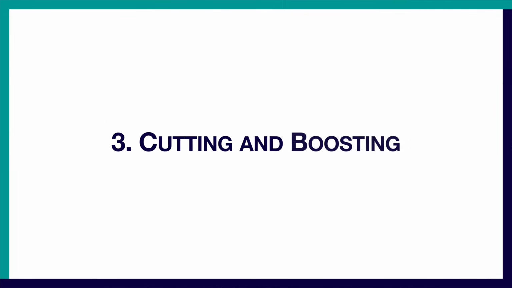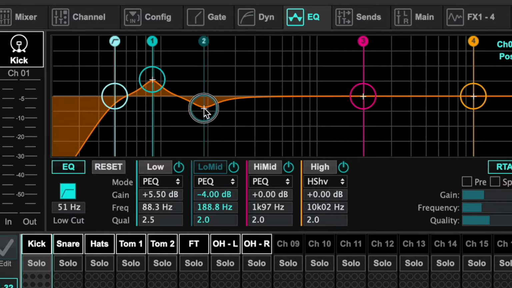Number 3, cutting and boosting. This is done in the audio spectrum analyzer. You cut frequencies by pushing a certain area under the line. That reduces or takes away how much of those frequencies are in that particular channel. For example, on the tom, I can reduce the amount of mid frequencies by pushing down that area. Boosting will be the opposite.